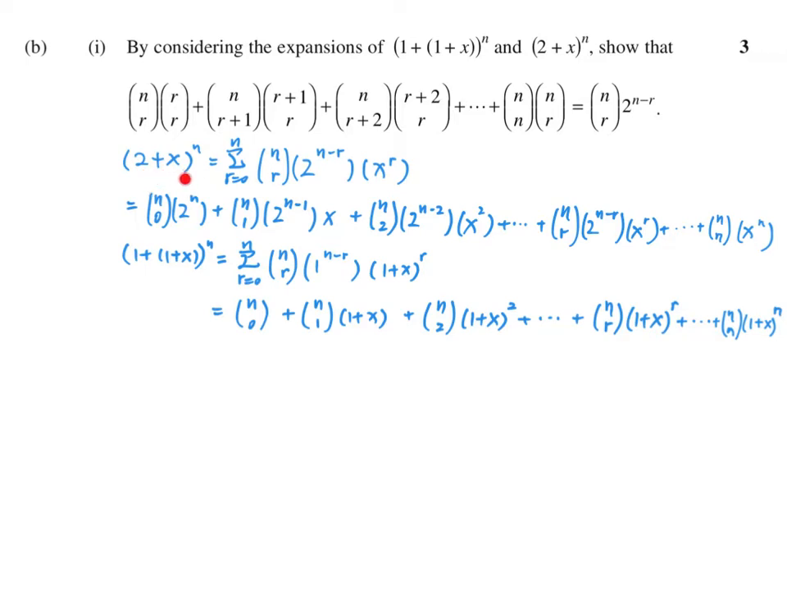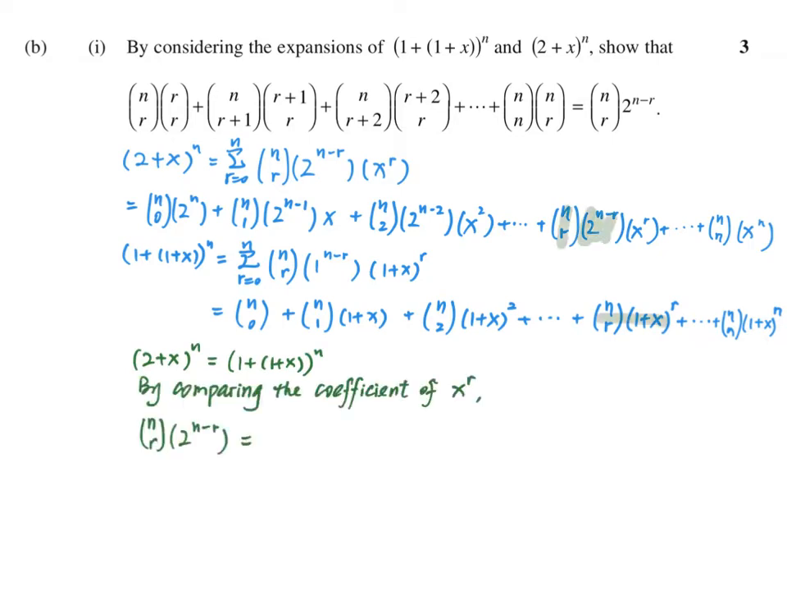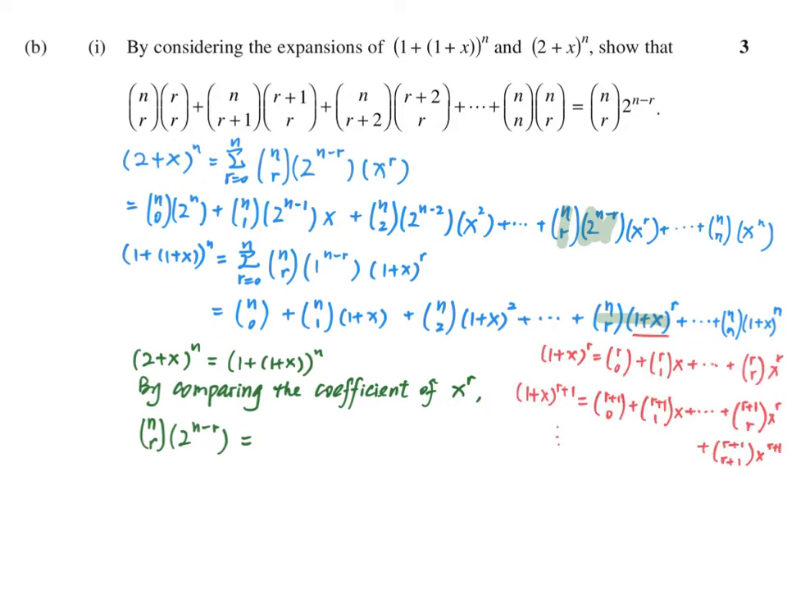Since this (2 plus x) and this (1 plus (1 plus x)) are actually the same thing, let's compare the coefficient of x^r. Here we have (1 plus x) to the power r. We still need a binomial expansion before we can get to the coefficient of x^r. (1 plus x) to the power r, the expansion is RC0 plus RC1 x all the way to RCR x^r. The coefficient of x^r is NCR times RCR.